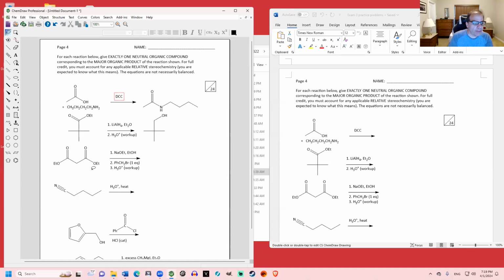The next one, this is an unusual question. I'm curious why I phrased it like this. This is part of a malonic ester synthesis. And the first thing that's going to happen is that the sodium ethoxide, or rather the ethoxide ion, will pull off one of the acidic protons between the two carbonyls.